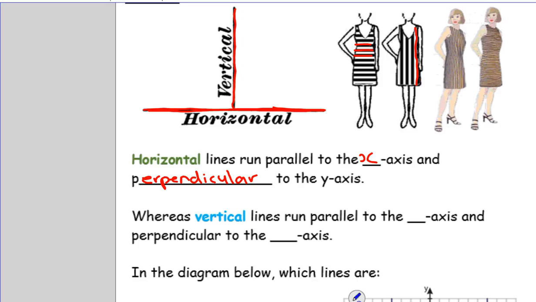Whereas a vertical line runs parallel to which axis? The x or the y-axis? I think that's the y-axis, and perpendicular, therefore, to the x-axis. So vertical lines will cut the x-axis at a right angle.